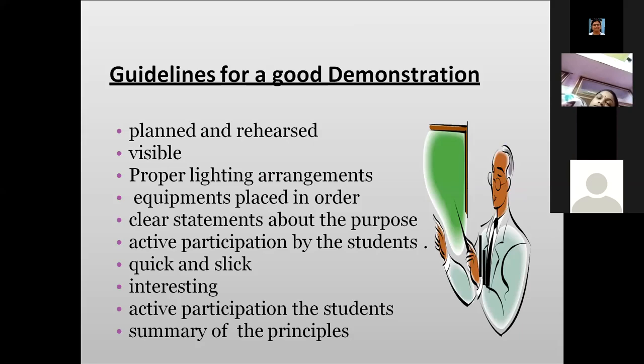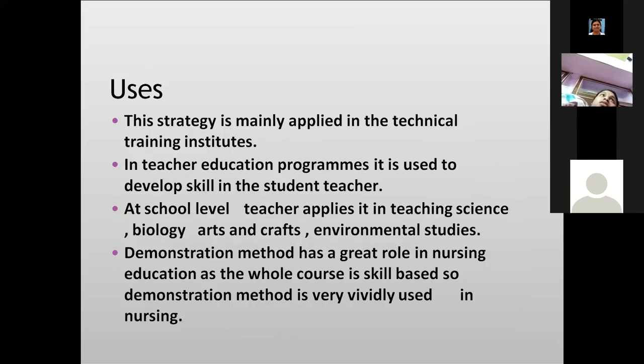Guidelines: it should be planned and rehearsed, properly visible, with proper lighting arrangements, equipment placed in proper order, and clear statements. Active participation of the students should be involved, and it should be interesting. Then we have the summary of the principles also. It is used mainly in technical training institutes, in training programs to improve the skills of teachers, in schools, and even in the nursing field.